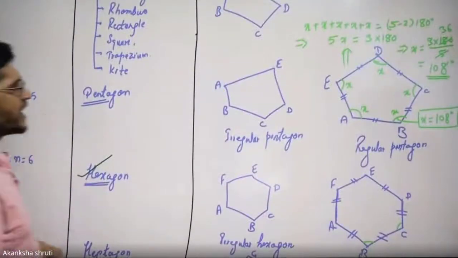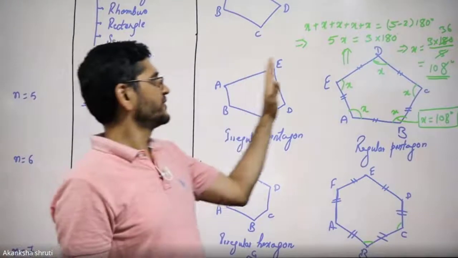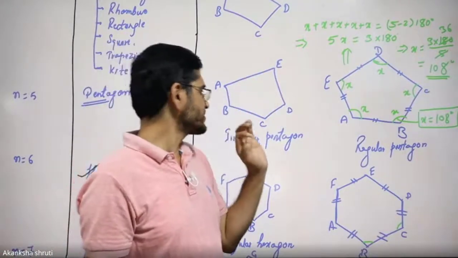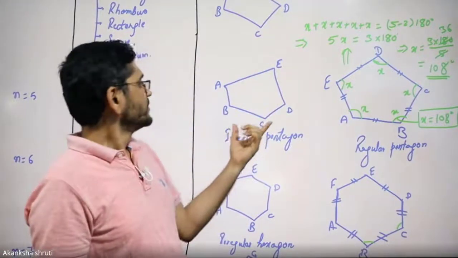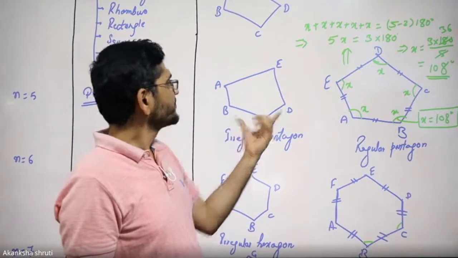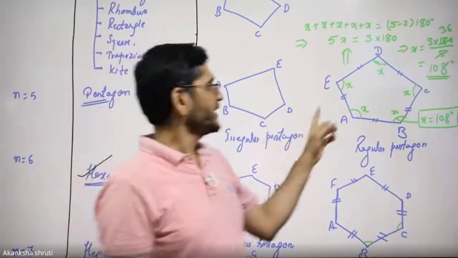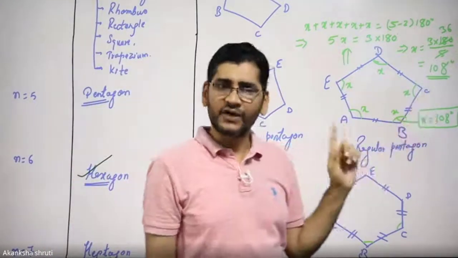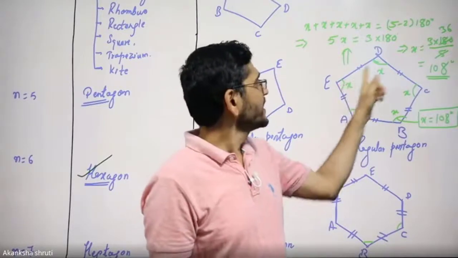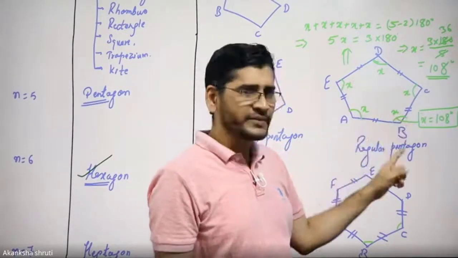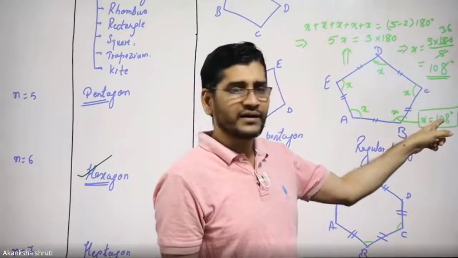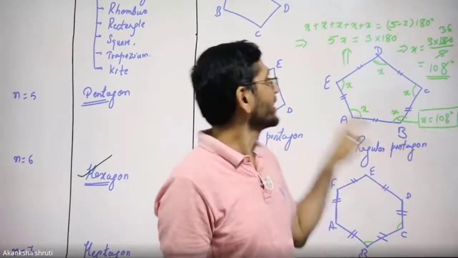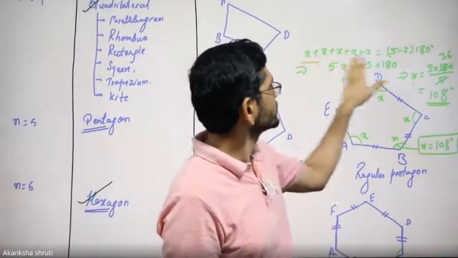Considering the pentagon, where the closed figure has 5 sides. Now, these 5 sides may be equal or may not be equal. If they are equal, then it is called a regular pentagon. In that case, each angle will also be equal, and that comes as 108 degrees. The calculation is also shown here.